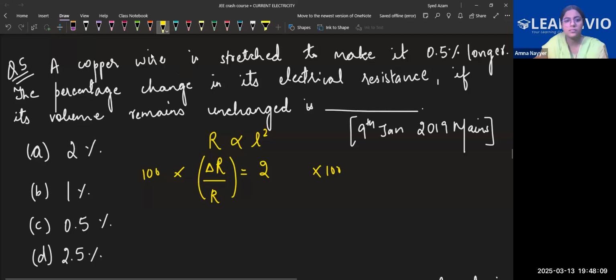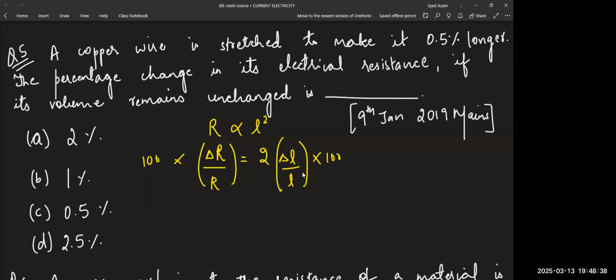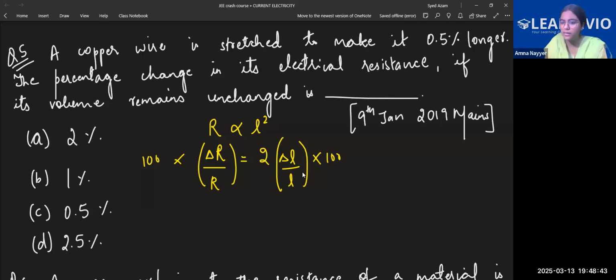2 multiply to delta L by L. Now look at it like this. Percentage change in resistance is 2 times the percentage change in the length. That's it. Percentage change in the resistance will be 2 times the percentage change in length. Means if the length is getting 0.5% longer, you multiply it with 2. Which option is right then? B, 1%. So when you know this already, you will just double it, right?